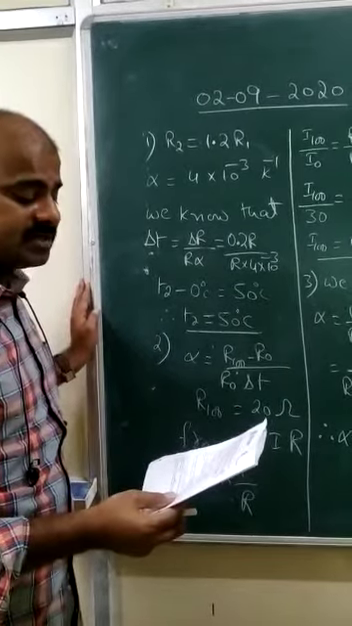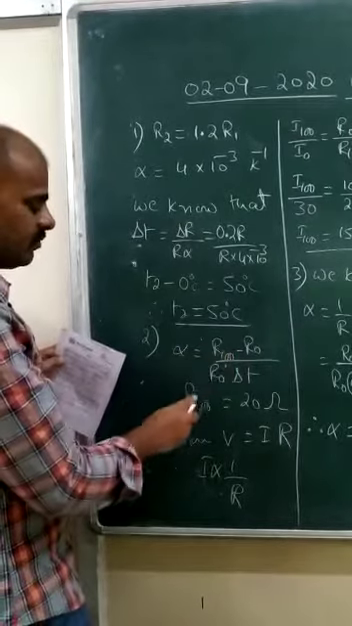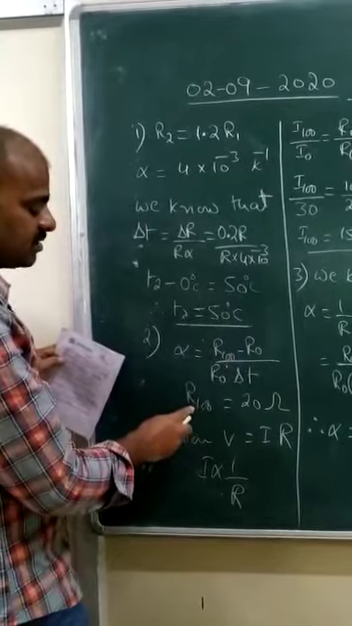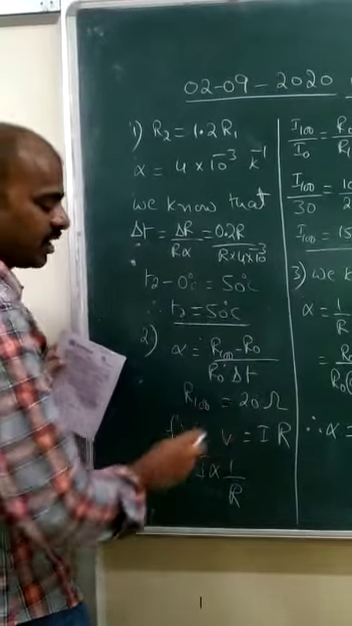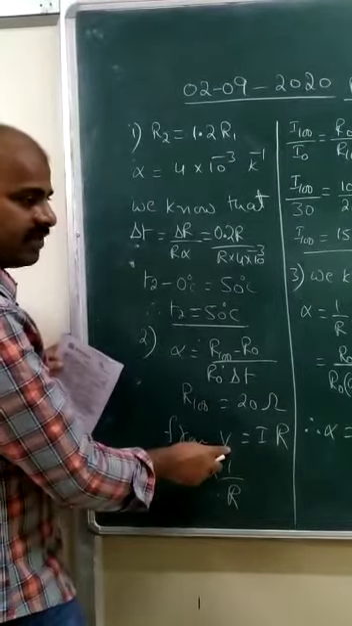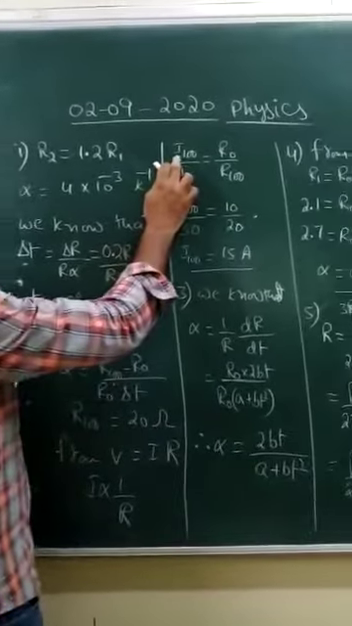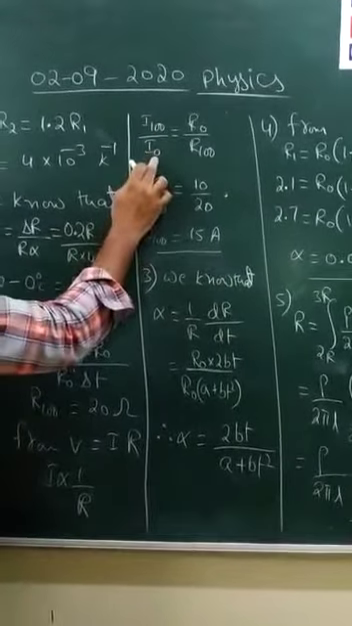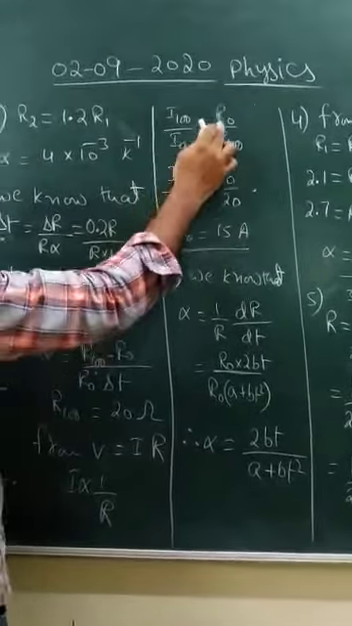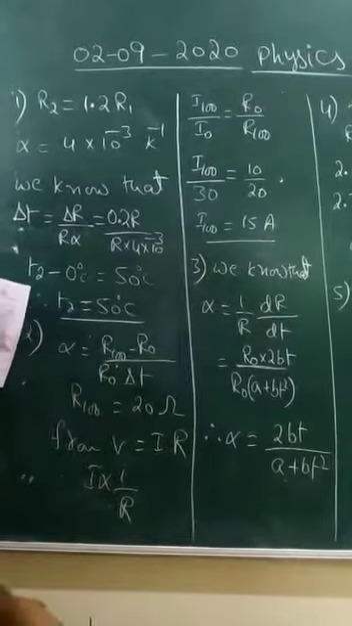From the temperature coefficient of resistance formula, alpha is equal to R100 minus R0 by R0 into delta T, and by substituting the given data, we get the final resistance, that is the resistance at 100 degrees Celsius, as 20 ohm. And from Ohm's law, V is equal to IR. When V is constant, I is inversely proportional to R, that is resistance. Now, current at 100 degrees Celsius by current at 0 degrees Celsius is equal to resistance at 0 by resistance at 100. By substituting the values, we get the electric current at 100 degrees Celsius as 15 amperes.